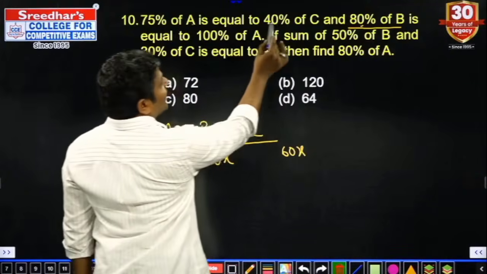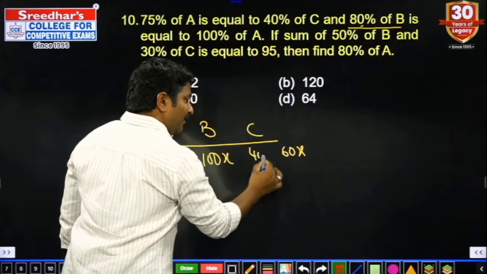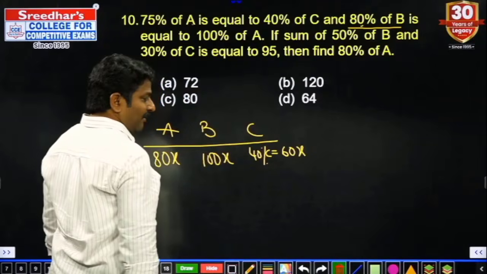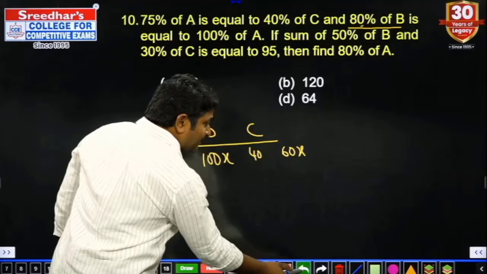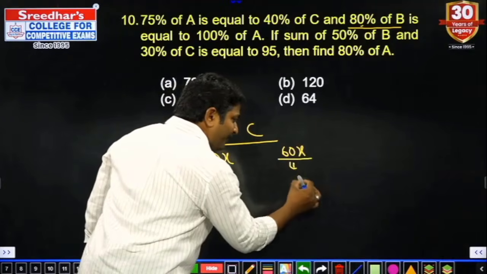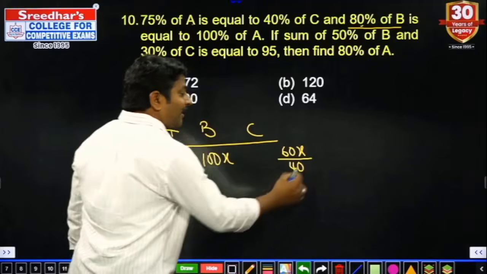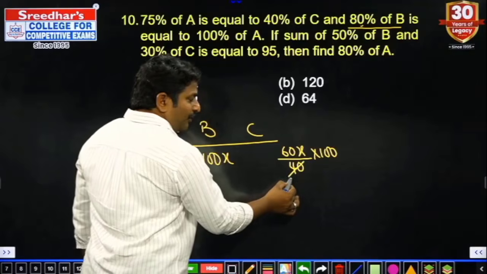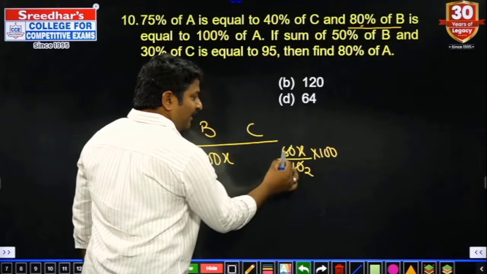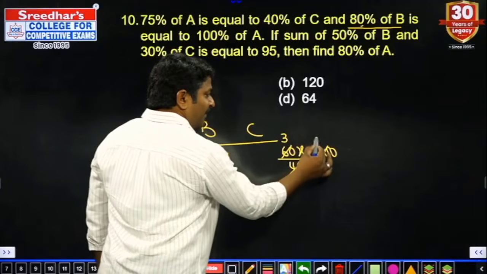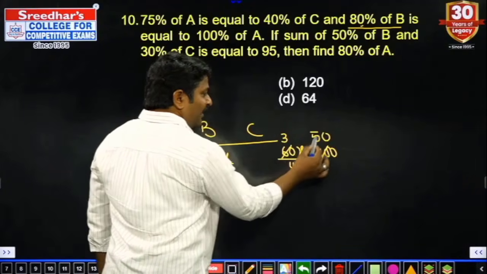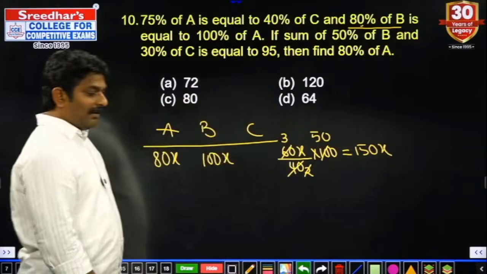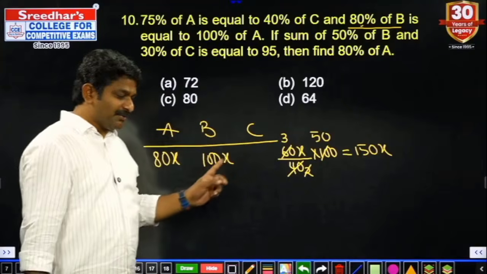That is equal to 40% of C. 40% of C is equal to 60x. Then 1% of C is equal to 60x divided by 40. 100% of C is that multiplied by 100, so 3 times 50, 3x into 50, that is equal to 150x. Now we have represented A, B, C in terms of x.